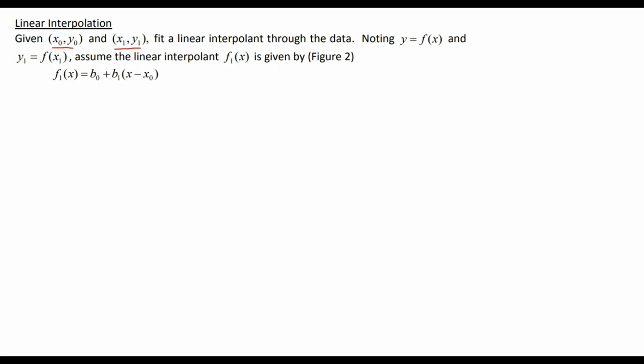One thing you have to take note of is that y equals f of x. For that reason, y1 will be the same as f of x1, and y naught will also be the same as f of x naught. So in general, y gives us f of x, so y naught will be equal to f of x naught, and y1 will also be equal to f of x1.